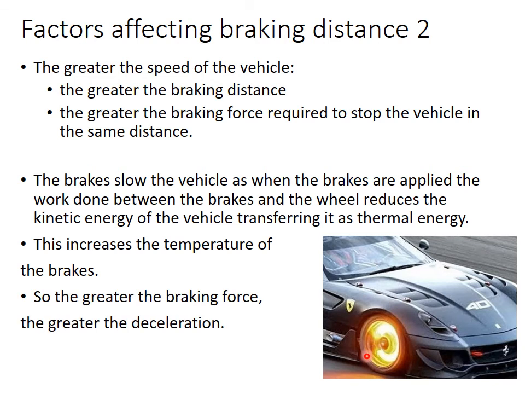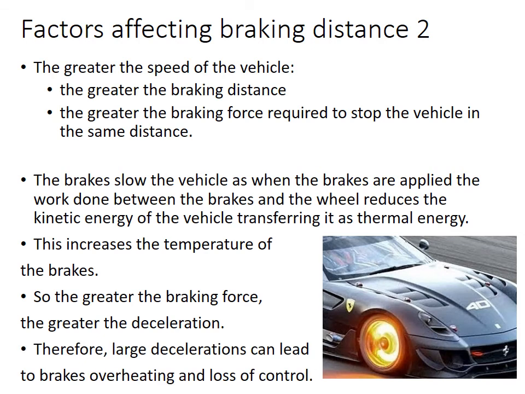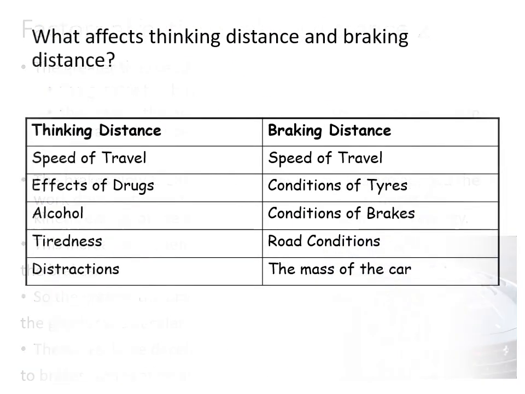We can extend that and think about that if we have a greater braking force, as we would have in a sports car like in this image, therefore we're going to have greater decelerations, and so the temperature of the brakes is going to increase more. So there's a consequence of this. When we're talking about very large decelerations like you would see in a race car, then you can end up with very large temperature changes, and so potentially your brakes can overheat and there will be a loss of control as a consequence. So this is a nice summary of the different factors that affect your thinking and braking distance.